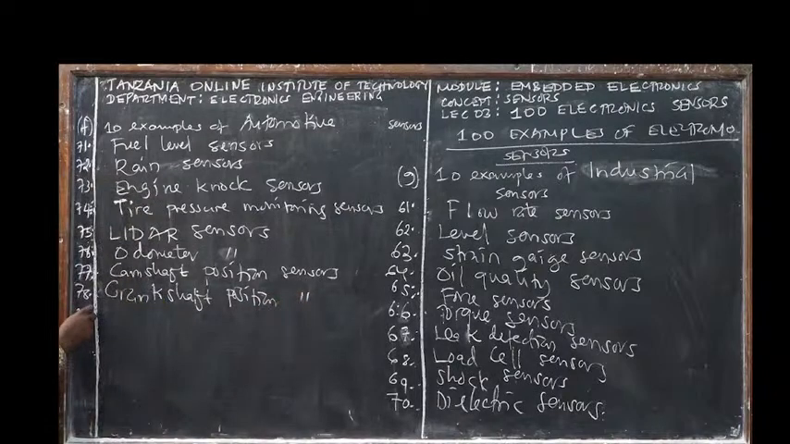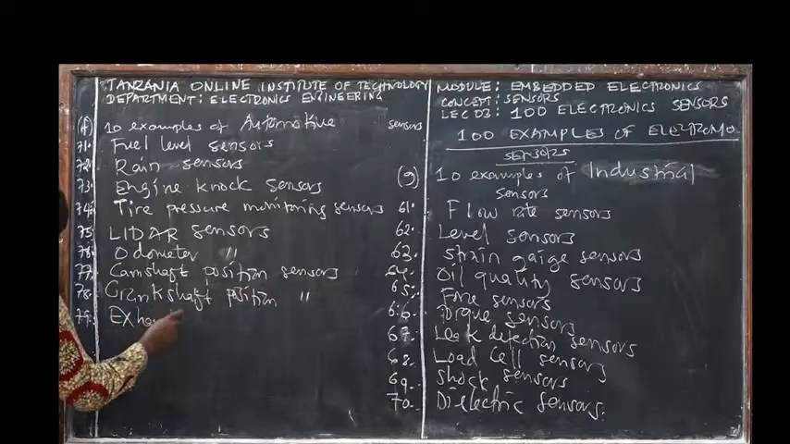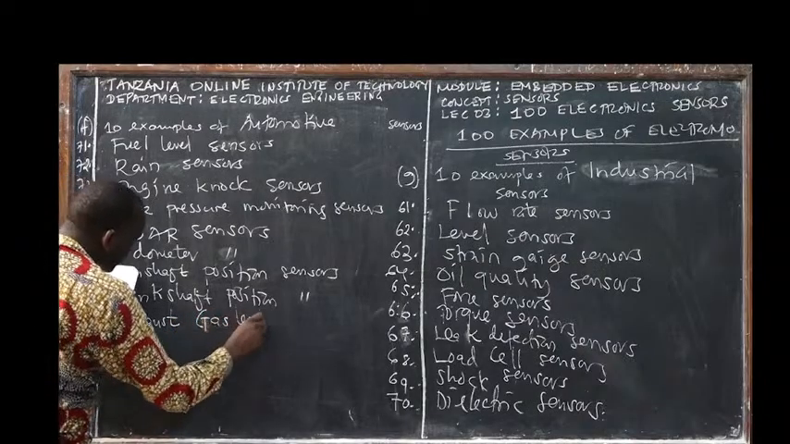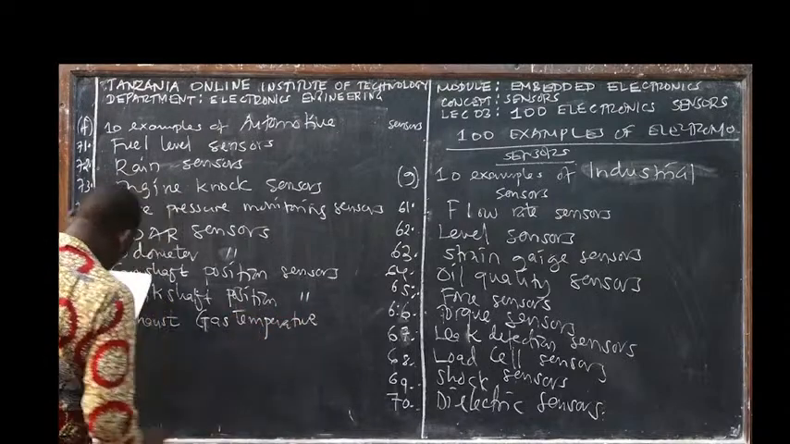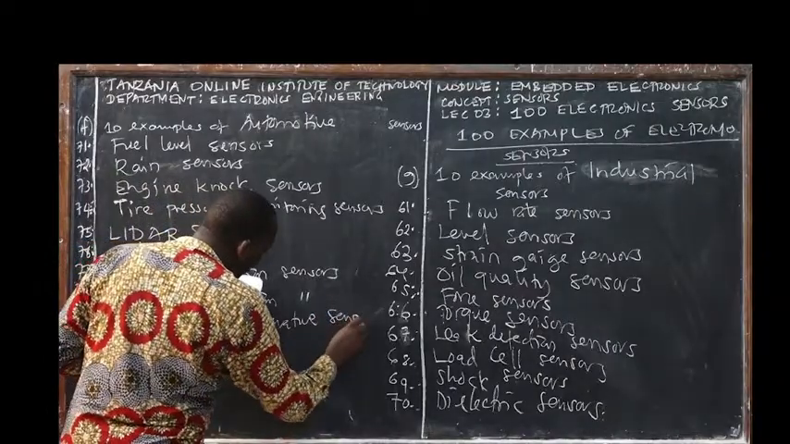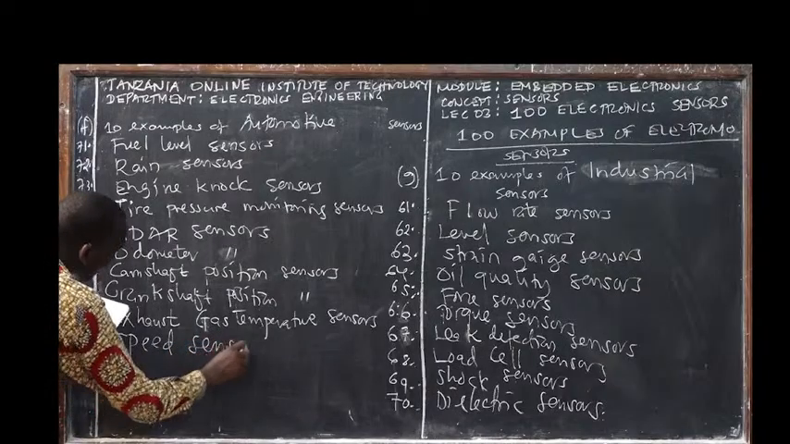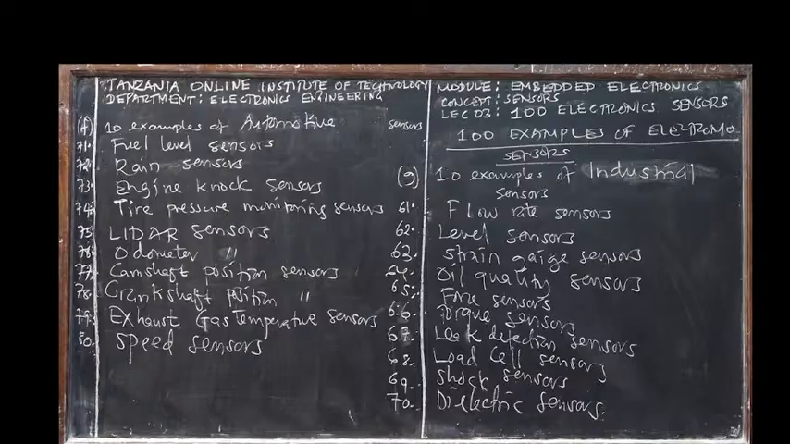Say camshaft position sensors. Crankshaft position sensor. Then the exhaust gas temperature sensor. Say exhaust gas temperature sensors. And the last in this set is called the speed sensor, a sensor for measuring speed.